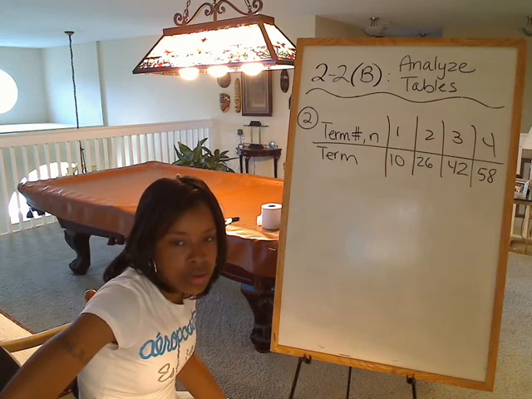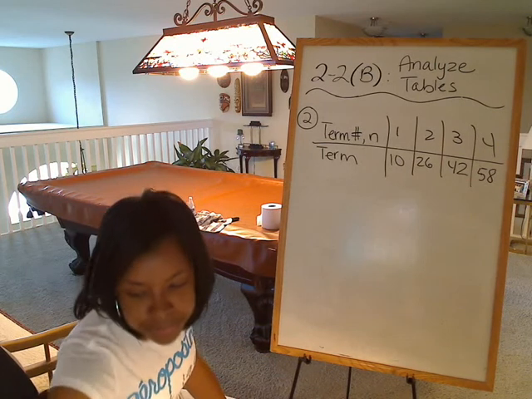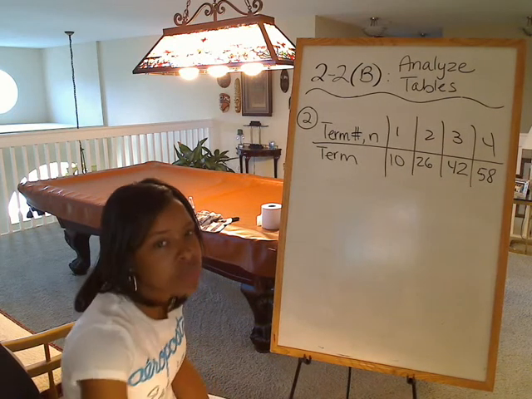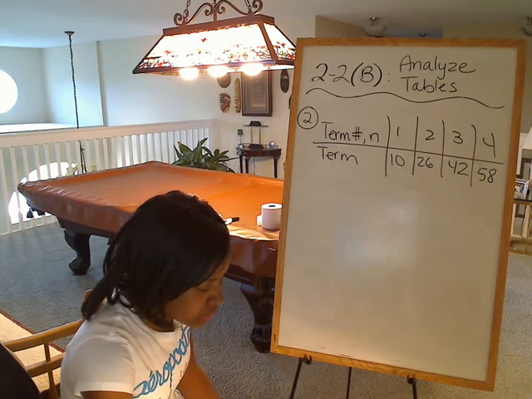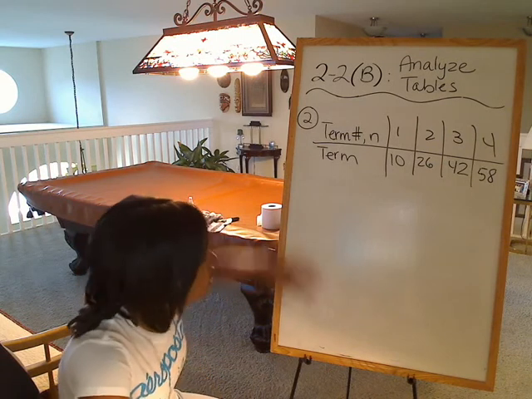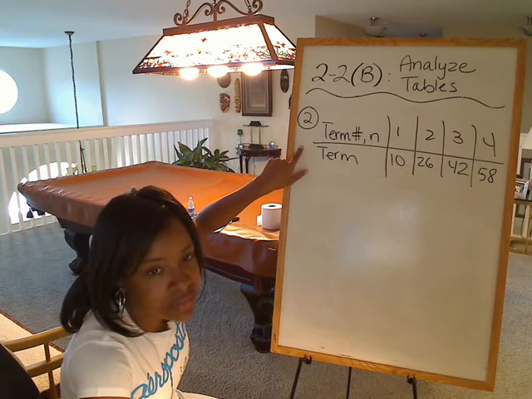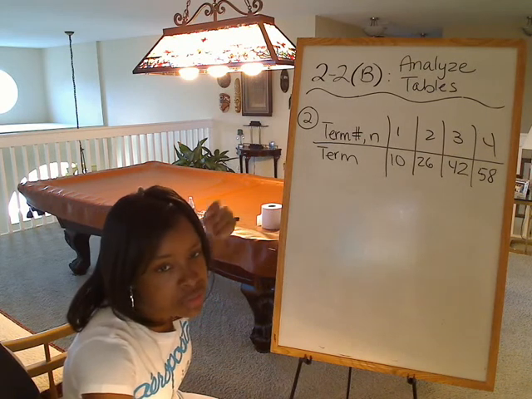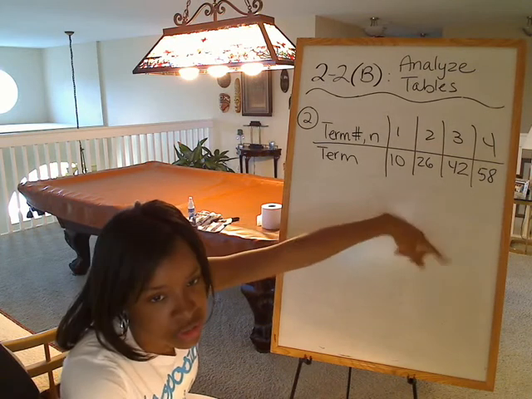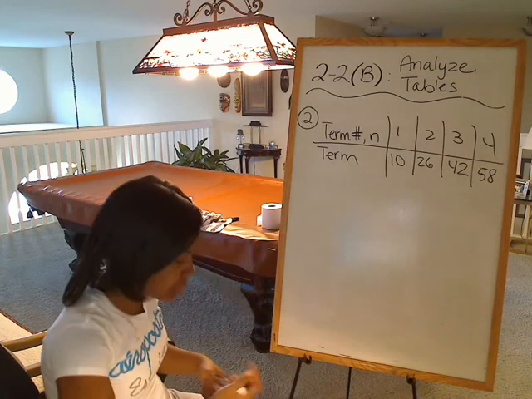Okay, so we are starting off with number 2 on 2-2B, analyze tables. And there's a few steps that I want to go over. They want us to actually take this table and find the pattern and use it to write an expression. And once we find the expression, they want us to find the next 3 terms. So there's a couple steps I want you to write down.